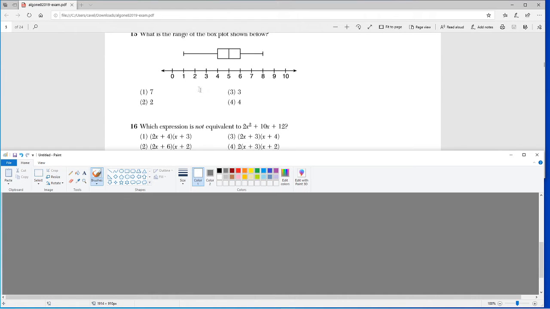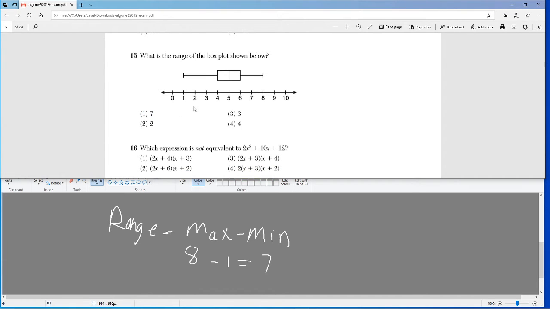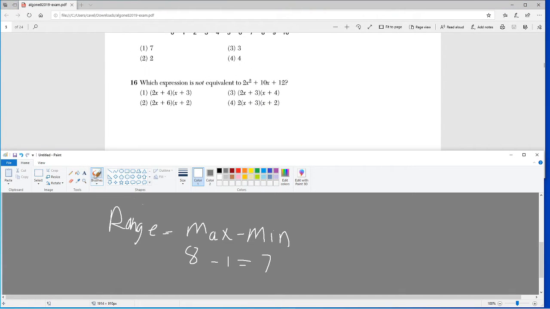Here we have a box and whisker plot. It says, what is the range of the box plot shown below? So the highest value, or the maximum, is 8, and the minimum is 1. Range is equal to max minus min. So we have 8 minus 1, which is equal to 7. So the range is 7. 15 is choice 1.